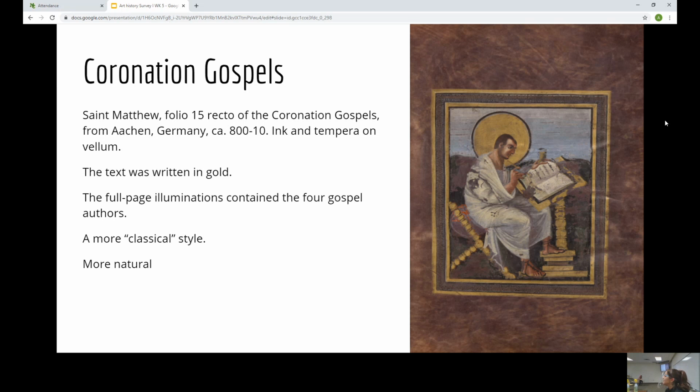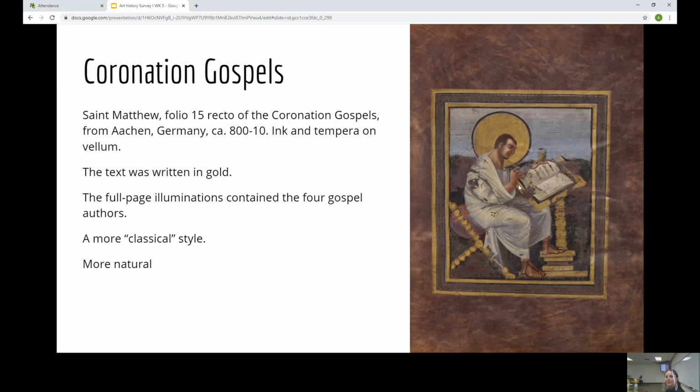Very, very different. This one is done more in a classical style versus the other one that was trying to incorporate those traditional cultural motifs. This one is trying to revive Roman style classical art, because remember, Charlemagne wants to make the new Rome. This is the attempt at it.